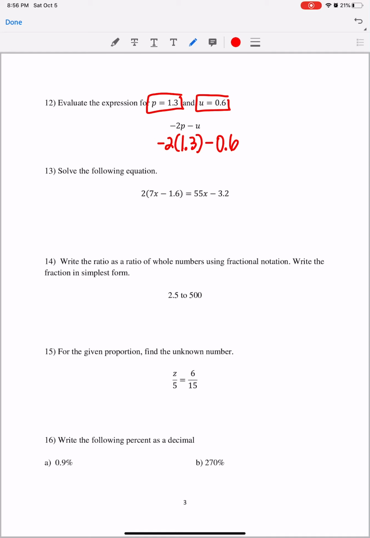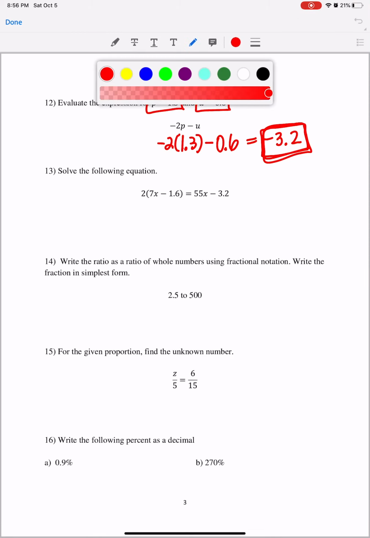-2 times 1.3 minus 0.6, and you should get -3.2. Okay, so once you put everything in your equation, you substitute everything in, then it's calculator work from there.